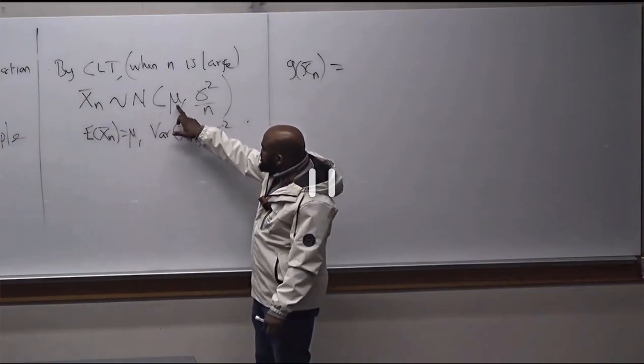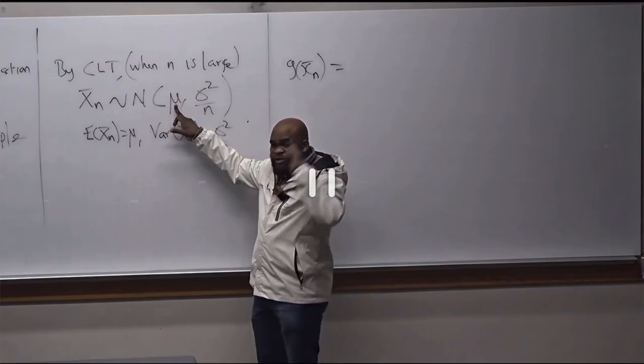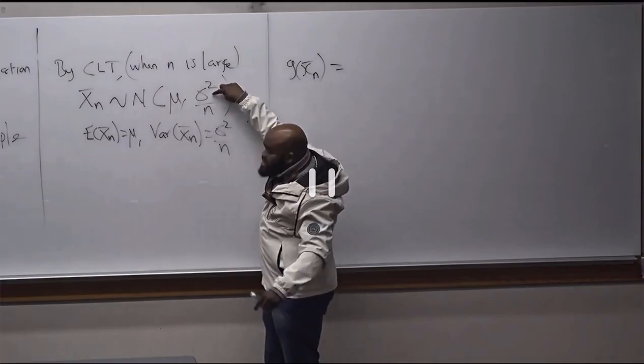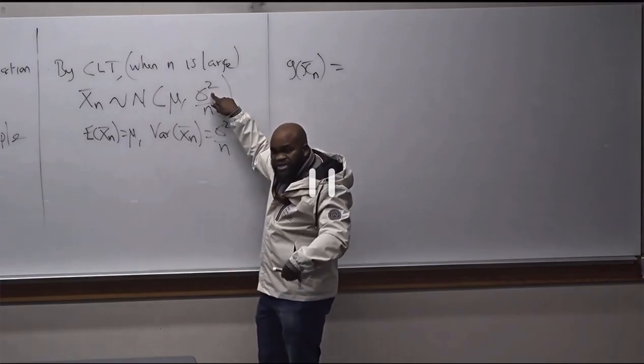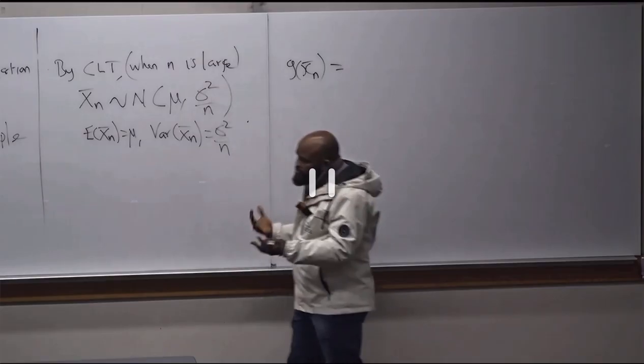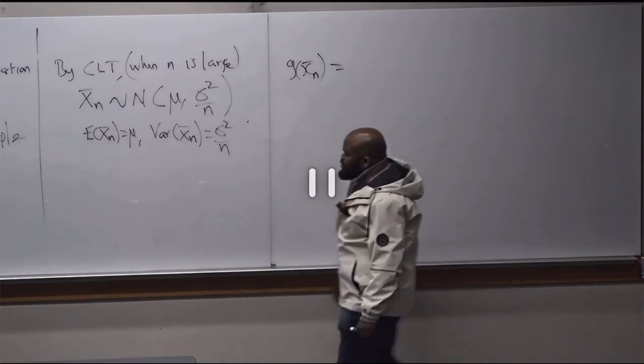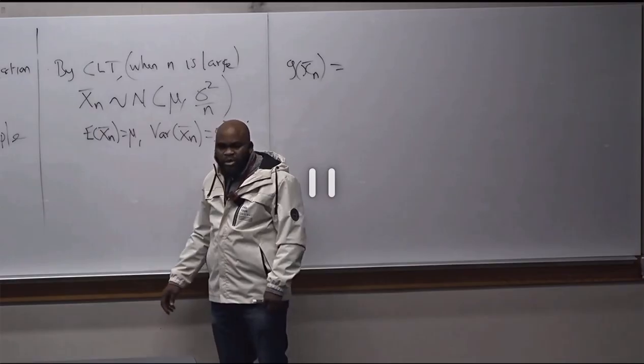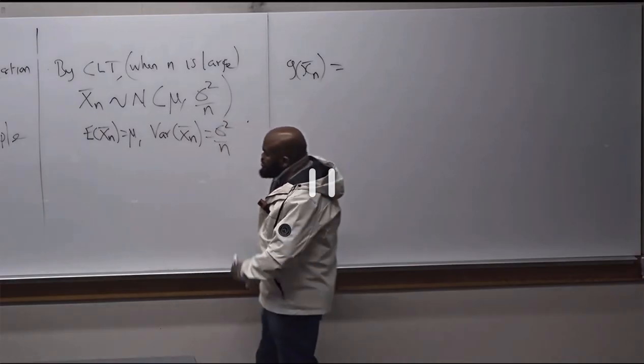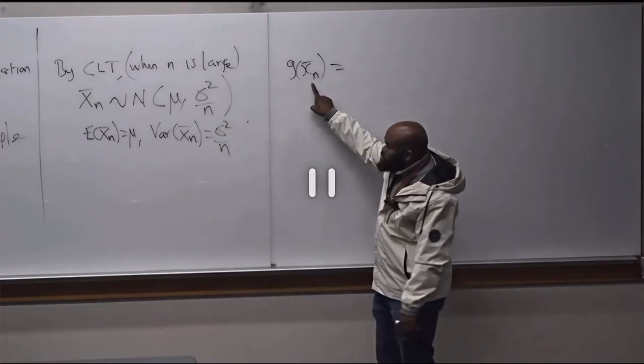So this is now going to be the mean of that distribution. Then the sigma squared will be the variance of that distribution. But what if we're not working with a sample mean, but we want to focus on a function of a sample mean?